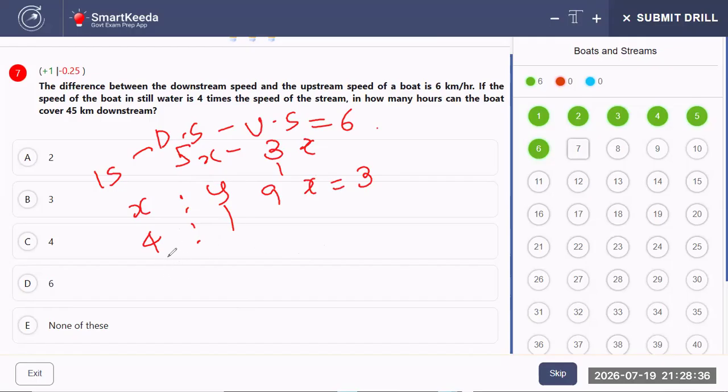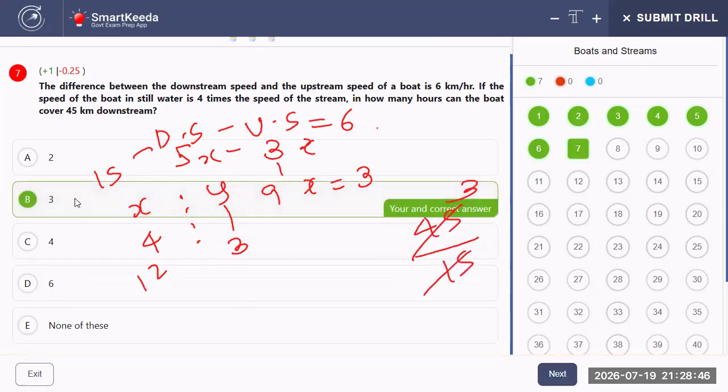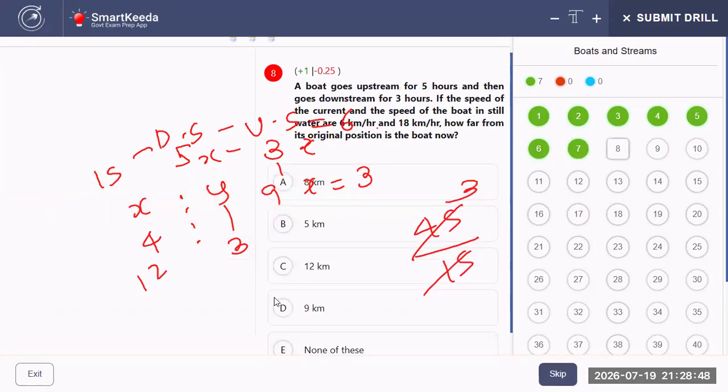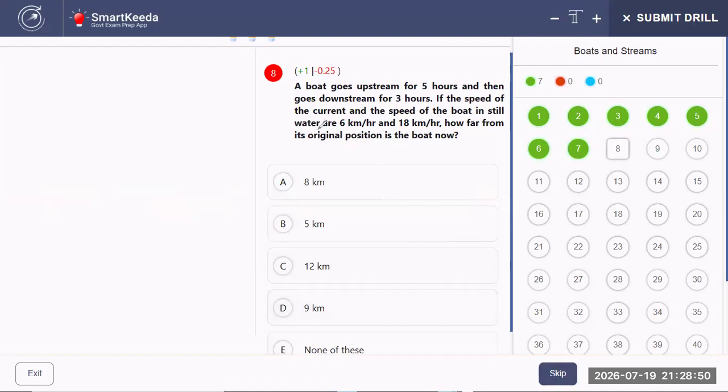Then we have 12 and 3. This is 12 and this is 3. Then how many hours will the boat take to cover 45 kilometers downstream? 3 hours. See the question. The boat goes upstream in 5 hours, then goes downstream in 3 hours.